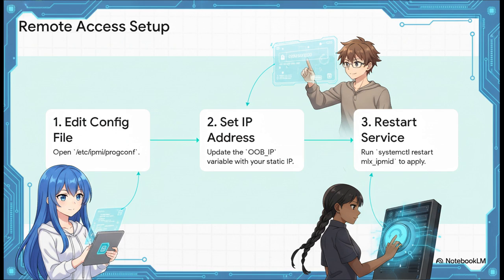Just 3 simple steps. 1, you're going to open up the progconf file. 2, find the OOB IP variable and plug in the static IP address you want to use for out-of-band management. And 3, just restart the MLX IPMID service to make the changes stick. And that's it. Now you can manage your system over the network.